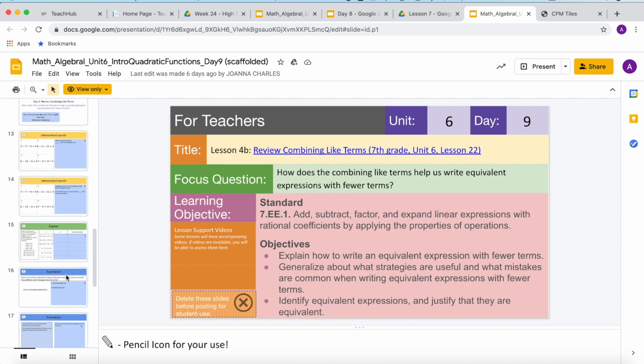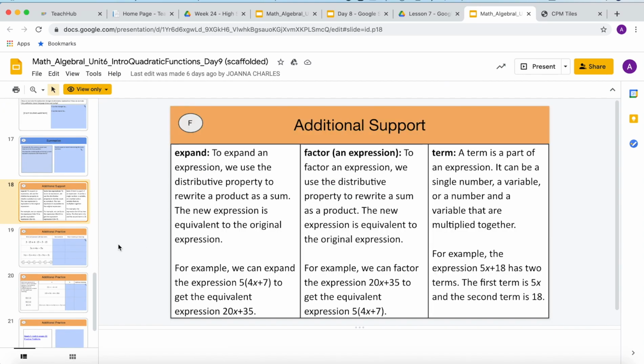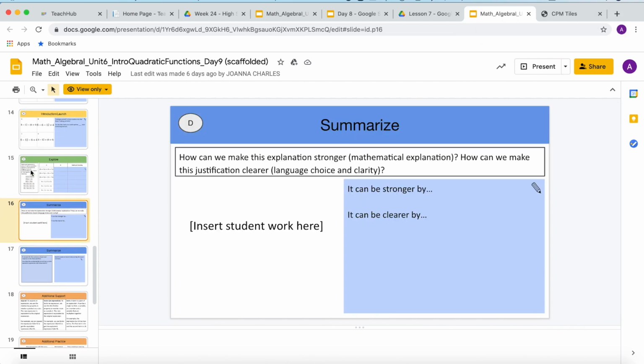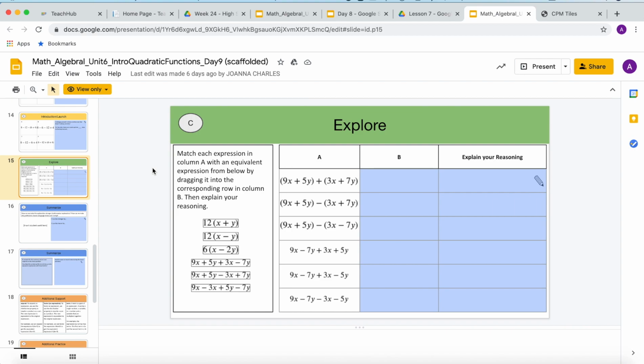Just like Day 8, it will be important for students to have an understanding of these key vocabulary terms. Students aren't going to really factor in this lesson, but they will be expanding and simplifying and finding equivalent expressions. And for this one as well, I'm going to talk through the explore portion of the lesson, and I'm going to model how you can use the resource of algebra tiles to teach combining like terms, or to give students who might need additional support with combining like terms a resource.